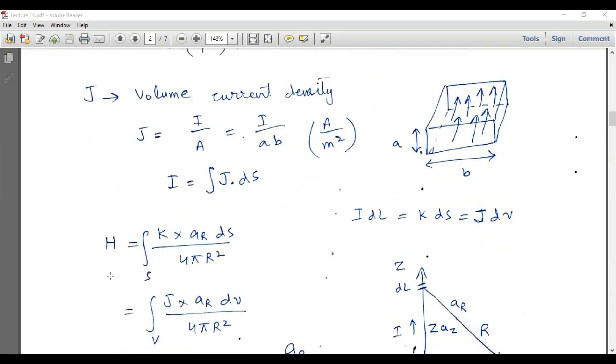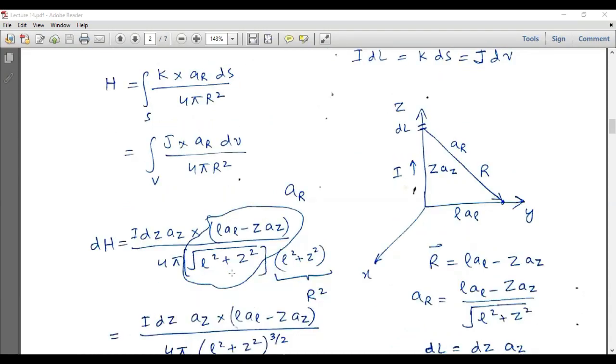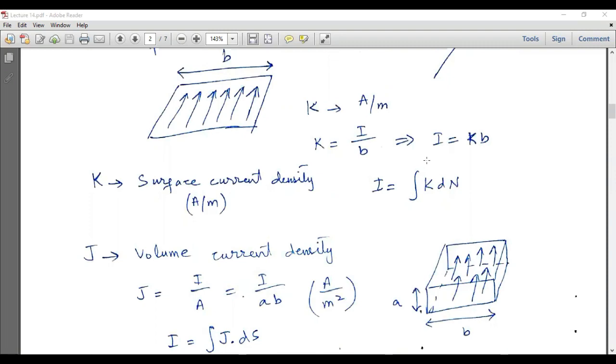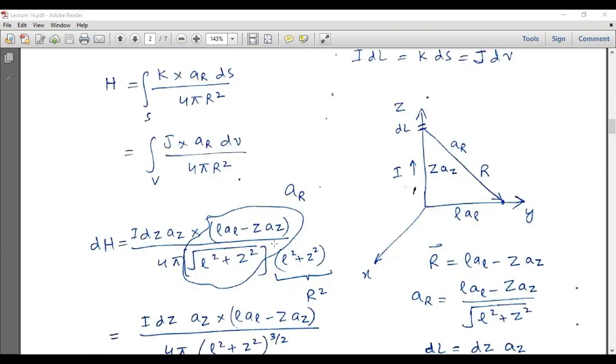So if we have such distributions, surface current distribution or volume current distribution, we can still apply Biot-Savart's law, and in that case we will use this expression for the surface current distribution. Here we will have current, which is surface current density. So H equals K cross aR dS divided by 4 pi R square, rest will be the same. And for a volume current distribution, H will be equal to J cross aR dV divided by 4 pi R square.